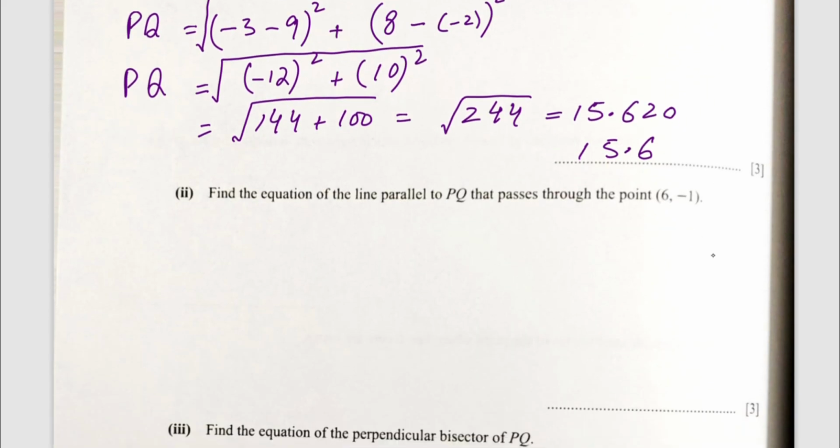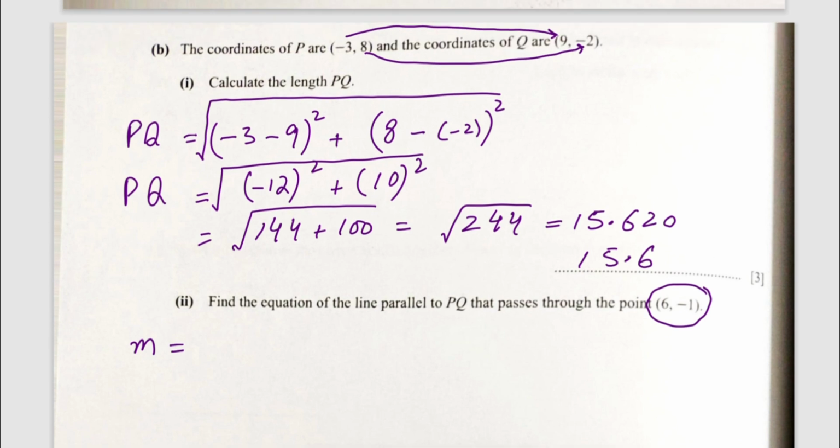Now the next question is to find the equation of the line parallel to PQ that passes through the point (6, -1). So one coordinate point is given to us. And the second thing we need in order to find the equation is the gradient. So how will we find the gradient of the line which is parallel to PQ? First we find the gradient of line PQ. And when two lines are parallel, the gradient is always the same.